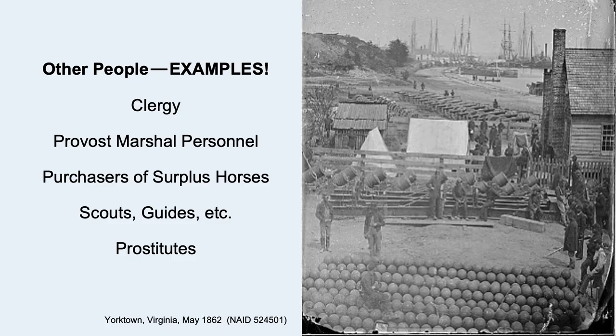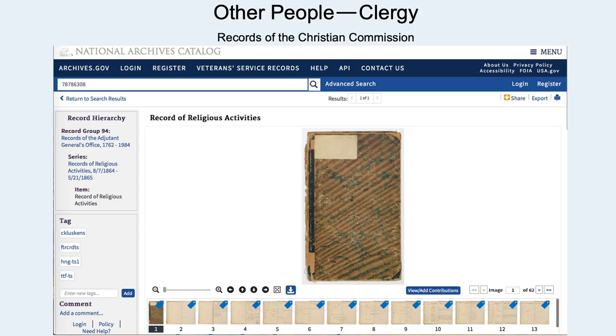So finally, we'll look at a few examples of other civilians who interacted with the federal government during the Civil War. The United States Christian Commission was a private organization that furnished supplies, medical services, and religious literature to Union troops during the Civil War. There are some records in Record Group 94, the records of the Adjutant General's Office.